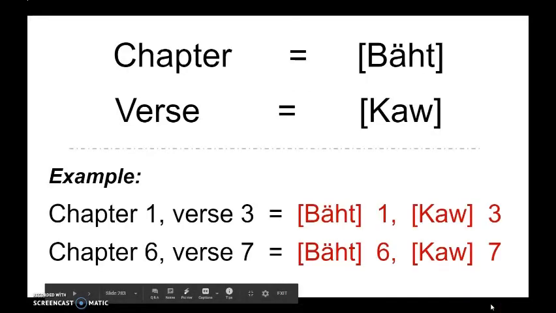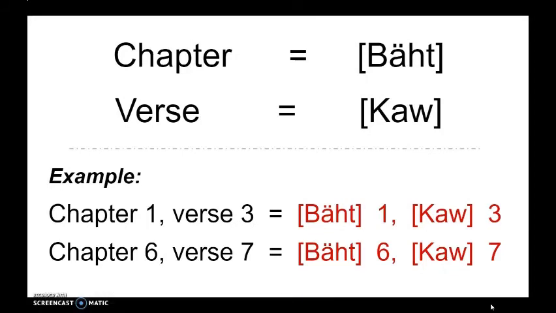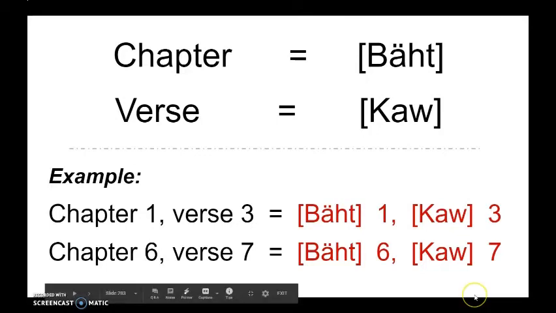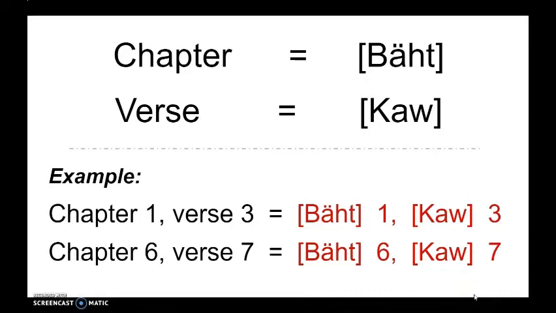So this will be handy when we get to speaking about chapters and verses. So I thought it would be helpful to know how to say chapter and verse. So chapter in Lao is bat, and verse is ka. So if you want to say chapter 1, verse 3, it would be Bat Nung Ka Sam. Or if you want to say chapter 6, verse 7, it would be Bat Hok Ka Jet.